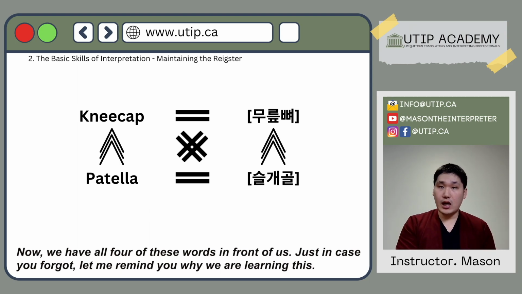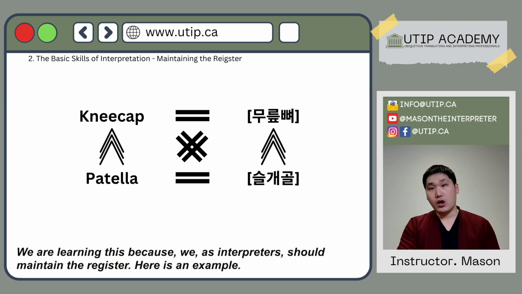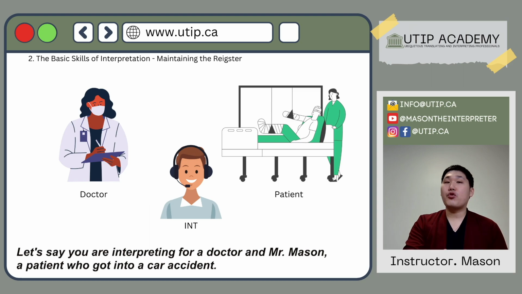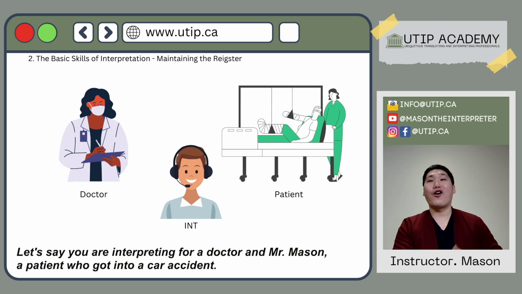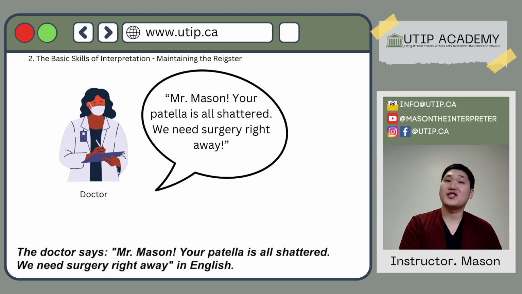Just in case you forgot, let me remind you why we are learning this. We are learning this because we, as interpreters, should maintain the register. Here is an example. Let's say you are interpreting for a doctor and Mr. Mason, a patient who got into a car accident. The doctor says this, "Mr. Mason, your patella is all shattered. We need surgery right away," in English.